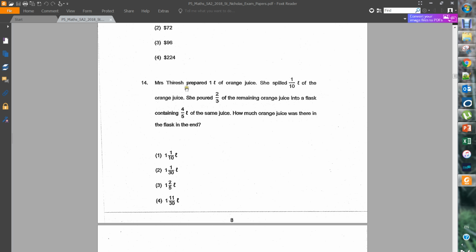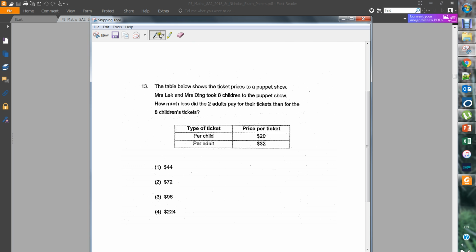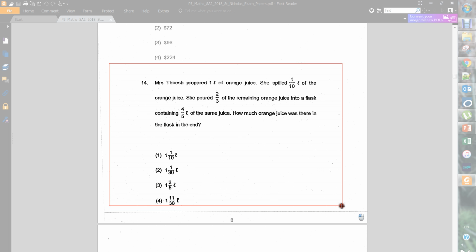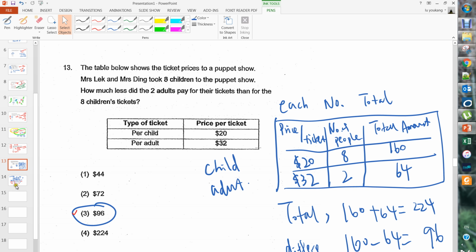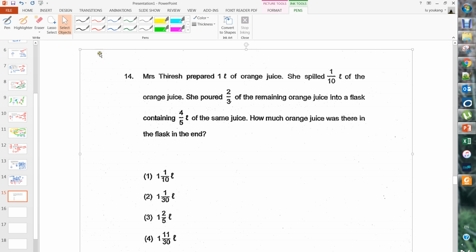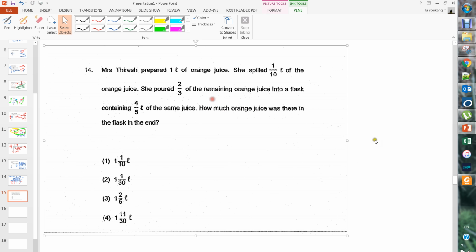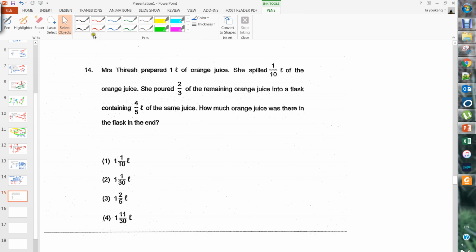Okay, so 14, what's your answer for 14? One. Okay, so your answer is 1. So let's take a look at it together. Okay, so Mrs. Teresh prepare 1 liter of orange juice. So which method you should think of? One. Very good. So I start with 1. And then after that, she spill 1/10 of the orange juice. 1/10 is spilled already, so how much is left?